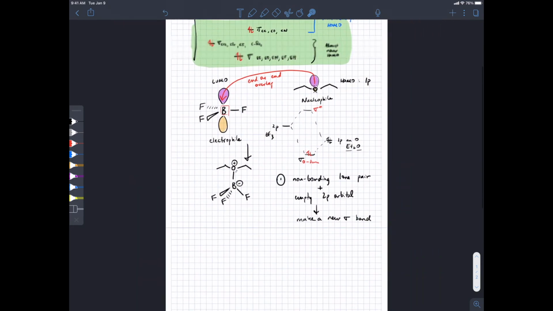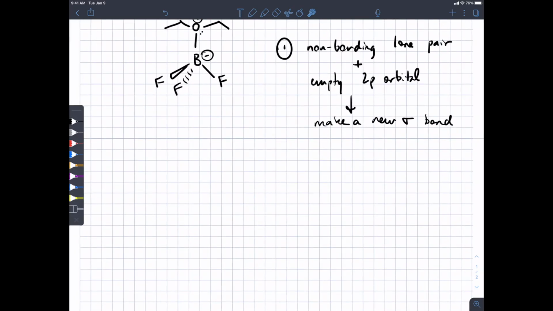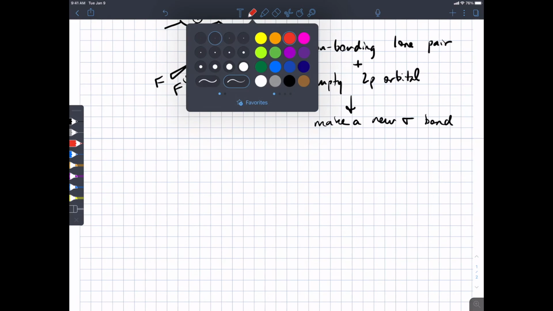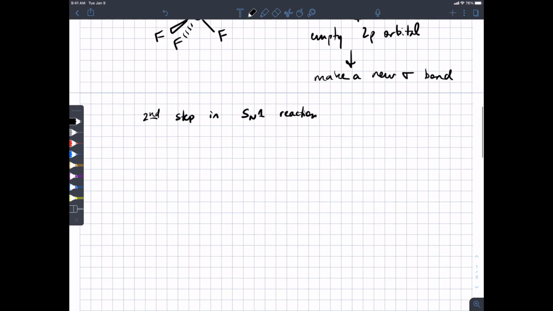Another example of this kind of thing, non-bonding lone pair attacking an empty p orbital, is the second step in a reaction that we will call SN1 later on. Don't worry about knowing that it's called SN1. This involves a carbocation, a positively charged carbon surrounded by only three things and therefore trigonal planar, positive formal charge on that central carbon. This is your electrophile. I'll just tell you that that's the case.